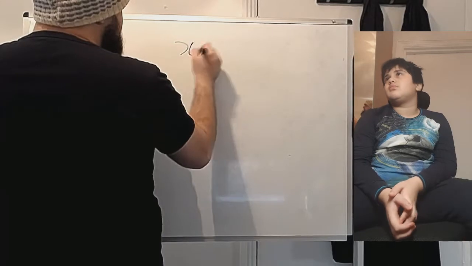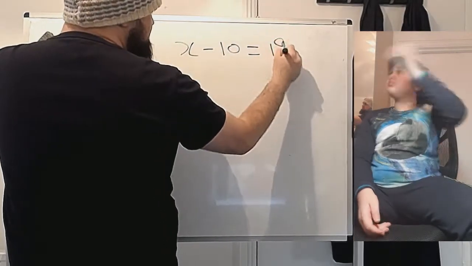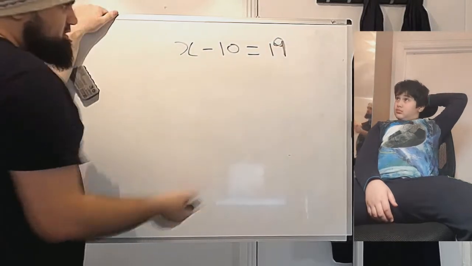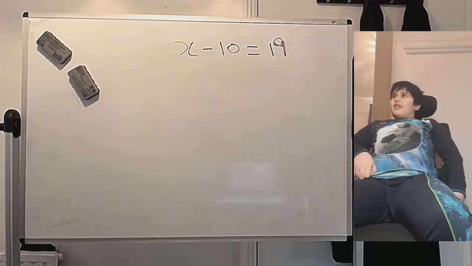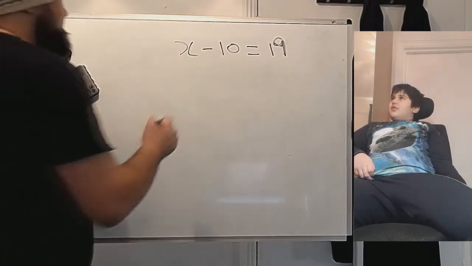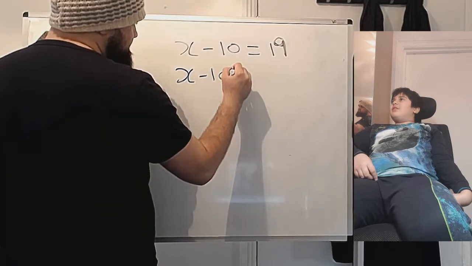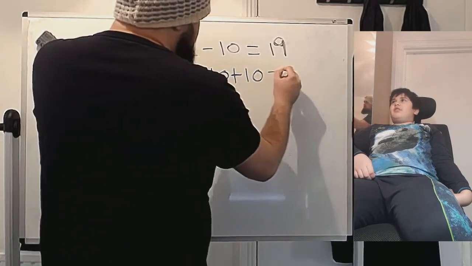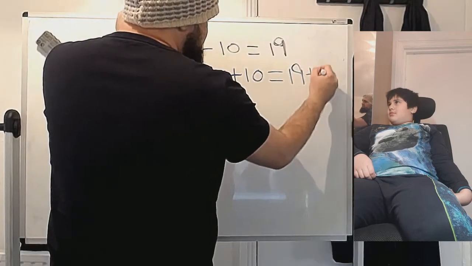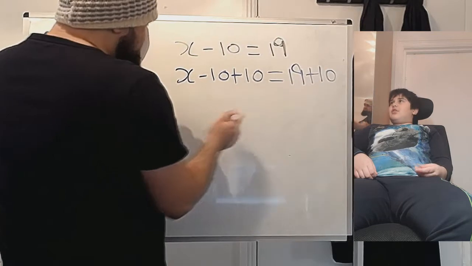We've got x minus 10 equals 19. Right? So what do we do, Lolak? Try to get x by itself by doing plus 10. Plus 10 equals 19 plus 10. Whatever we do to this side, we must do to the other side.